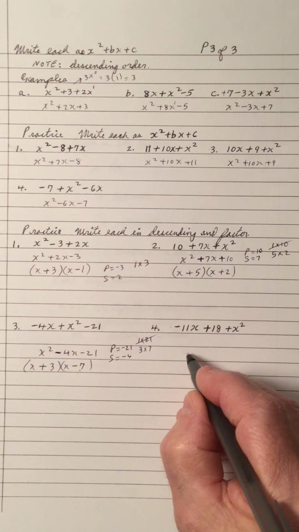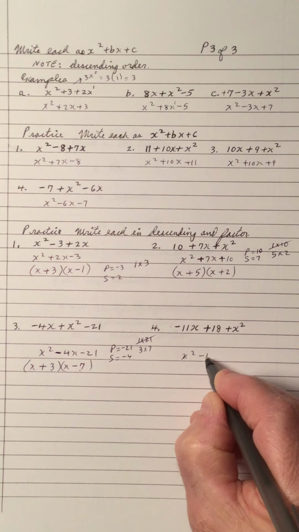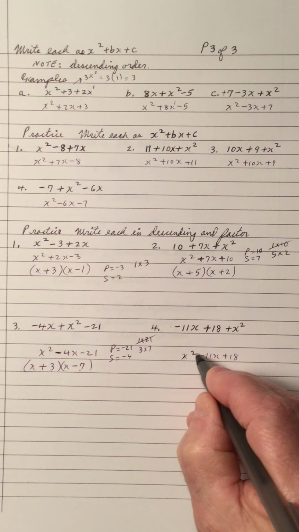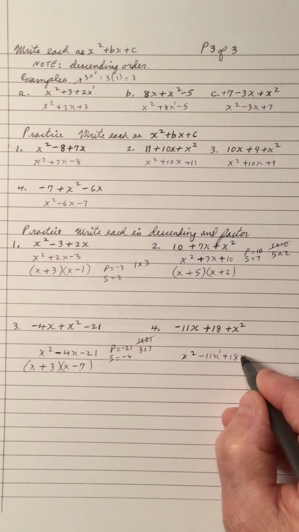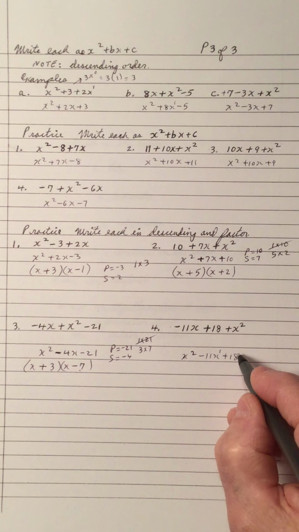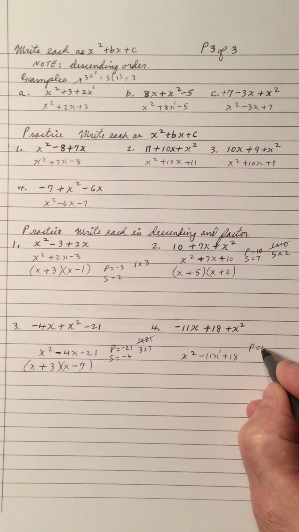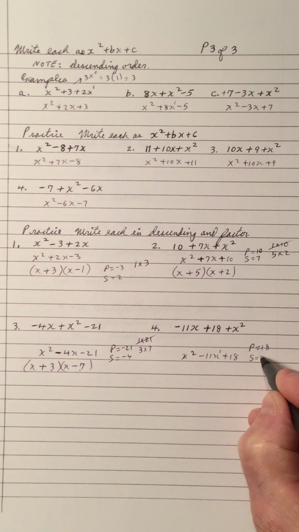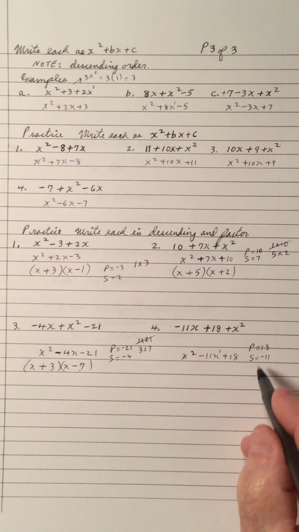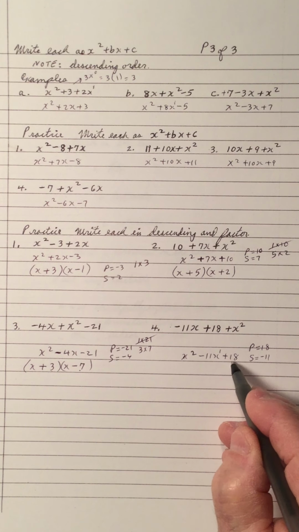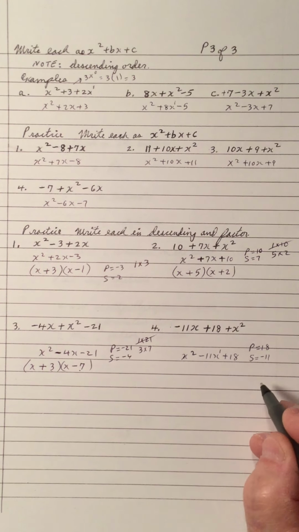And number 4, descending order is x squared minus 11x plus 18. The coefficient is 1, and the constant on the end is 18. And we have a product. I always write down the product first, which is 18. Then I do my sum after, which is a negative 11. Because the numbers that we multiply together to give 18 will add to give you a negative 11. So that's why I do product first and then sum.